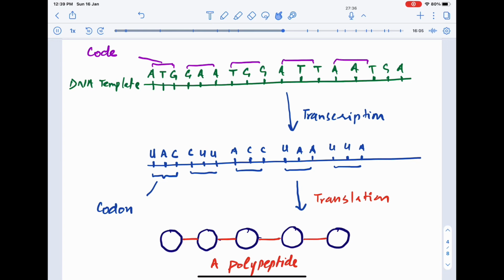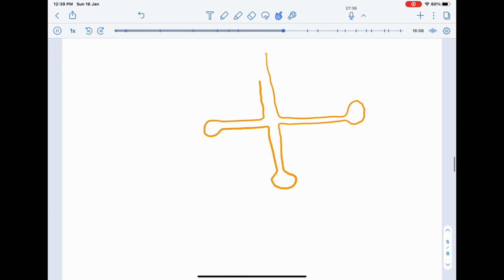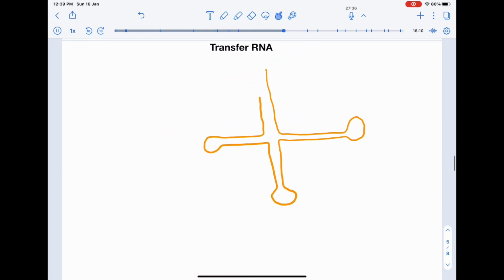Transfer RNA also has a single-stranded RNA structure like mRNA, but it differs from mRNA in that it is folded in such a way that it has three hairpin loop-like structures, making a three-leafed clover shape.